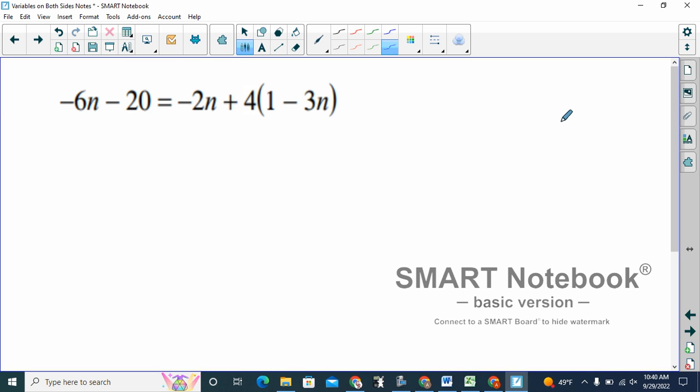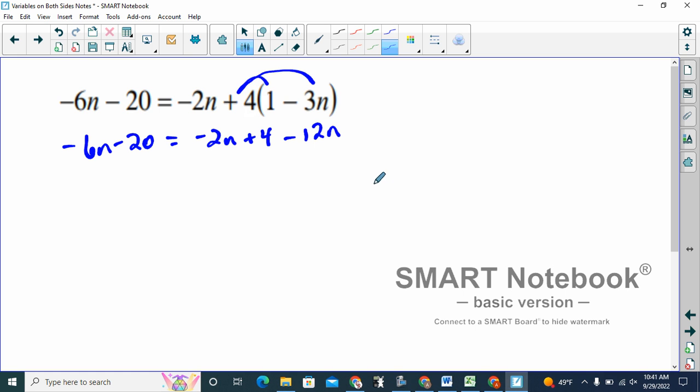Step 1 said use the distributive property. I do have parentheses. We can distribute. I am distributing this plus 4. So everything else I'm going to copy down. Negative 6n minus 20 equals negative 2n. 4 times 1 is 4. Positive 4 times negative 3n. Positive times negative, that's minus. 4 times 3 is 12n. We used the distributive property.